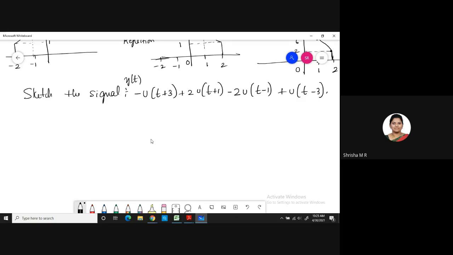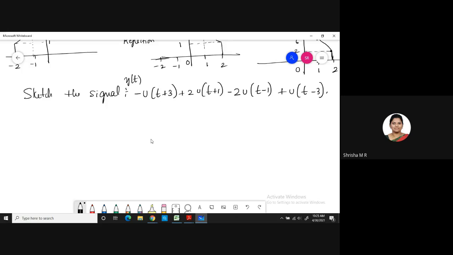So how do you sketch such types of problems? How do you solve such types of problems? This is a basic problem. I will do this one, and next I will show you the other one.